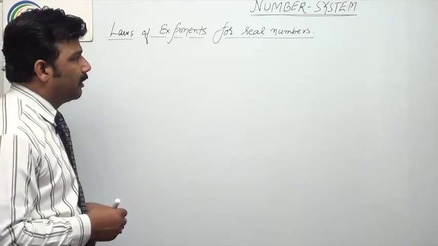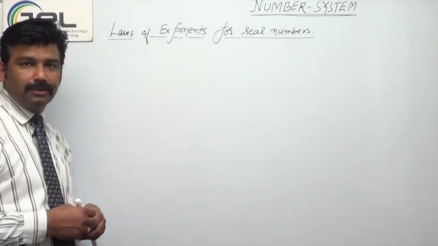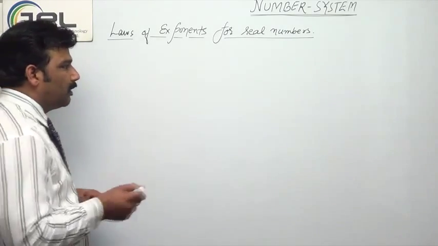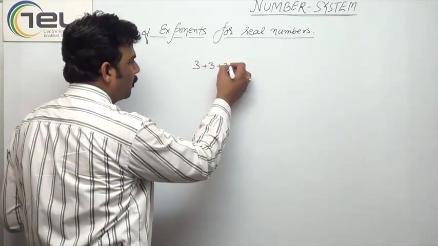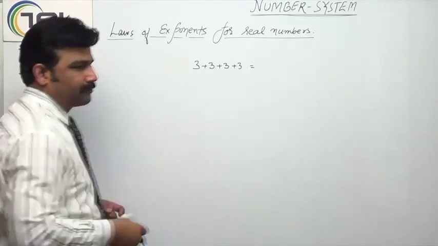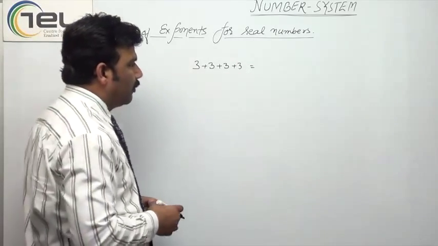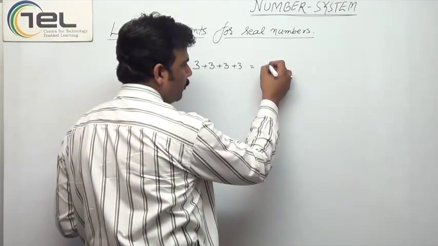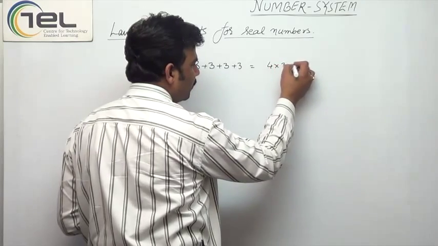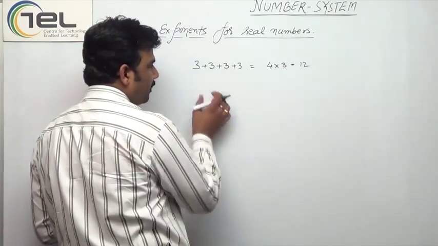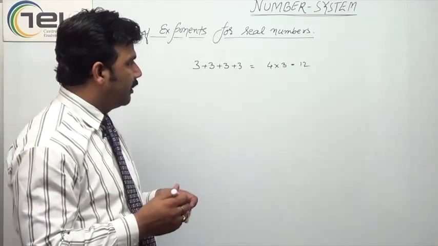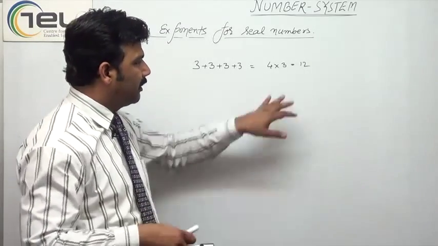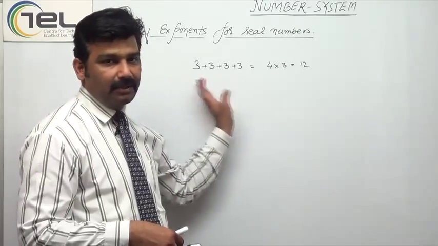let me give you an idea. If you add 3 four times, what do you do? You will do 4 times 3, and it is 12. That means multiplication is nothing but successive addition.